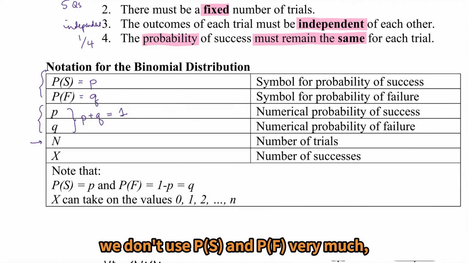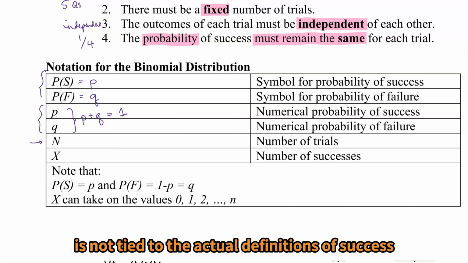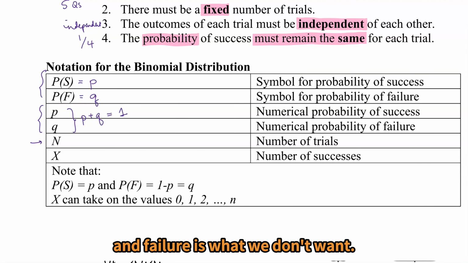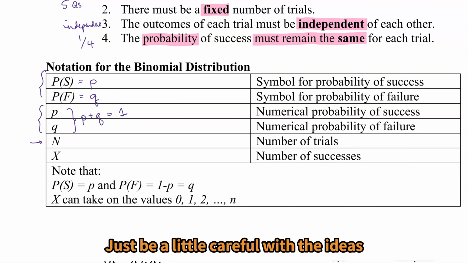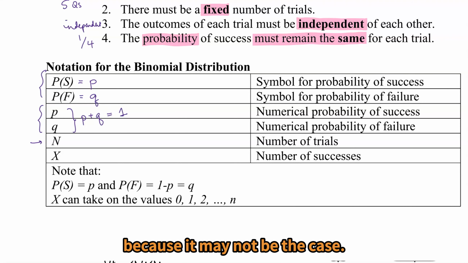In practice, we don't use P of S and P of F very much, but I wanted to make sure that you were aware that that's what they stood for. Also, this notion of success and failure is not tied to the actual definitions of success and failure. Success can be what quality we want from the probability distribution, and failure is what we don't want. Just be a little careful with the idea of success and failure. Don't be tied to their English meanings, because it may not be the case.